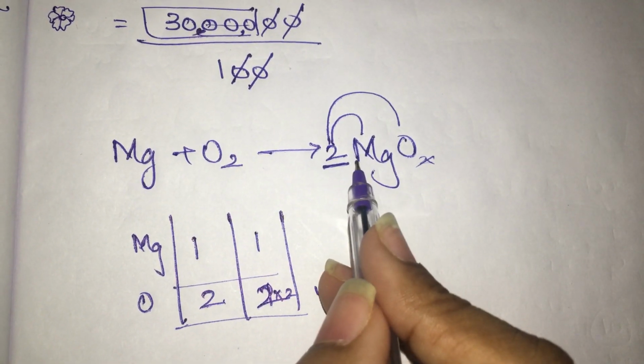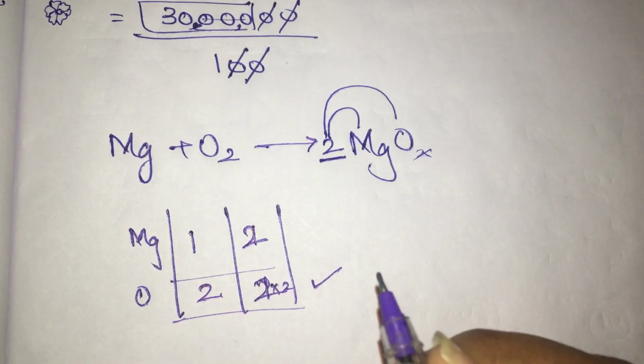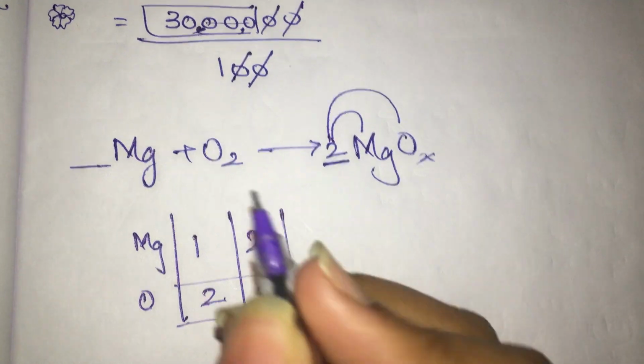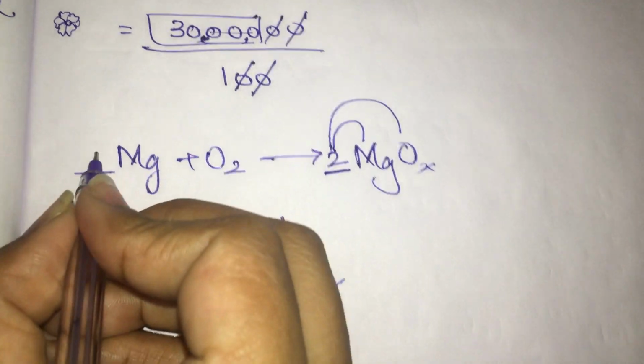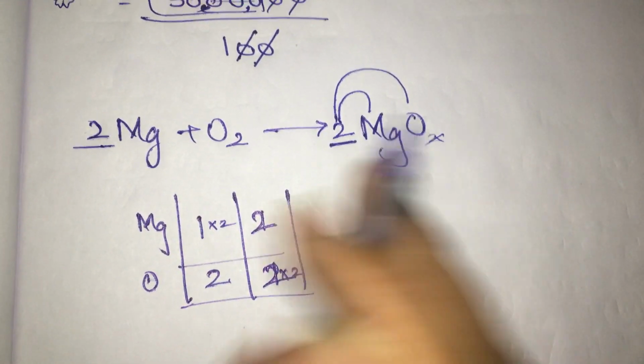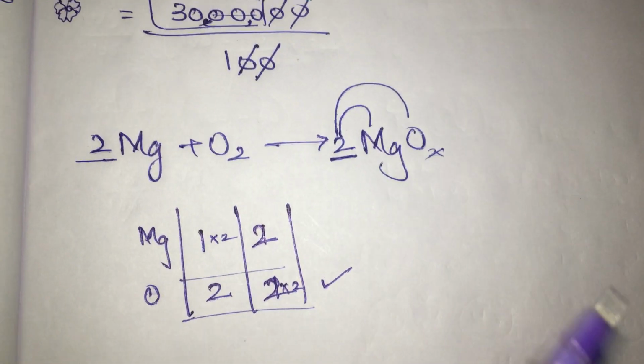But my magnesium has changed now. It has become 2 magnesiums here. So I do need to add another magnesium here. What I'll do, I'll multiply by 2. That means I'll put a 2 in front of this. So 2Mg plus O2 gives rise to 2MgO. This is a balanced equation of magnesium ribbon.